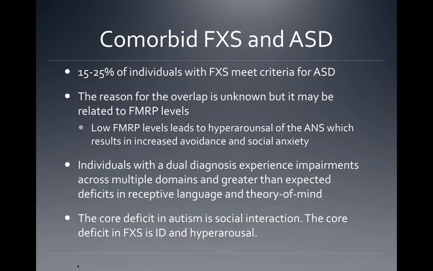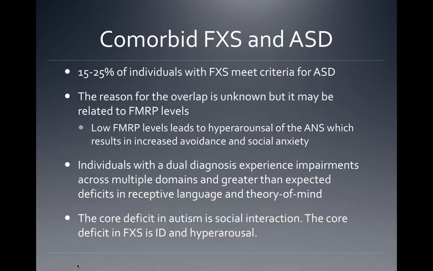We know individuals with a dual diagnosis experience impairments across multiple domains and greater than expected deficits in receptive language, which is understanding language, so what folks are saying to one another, and also theory of mind pieces. The core deficit in autism, remember though, is social interaction. However, the core deficit in Fragile X is intellectual disability and hyperarousal. And so that can really help us determine whether someone has Fragile X and an autism spectrum disorder or just Fragile X, because some of the core diagnostic features of Fragile X also can look like autism.